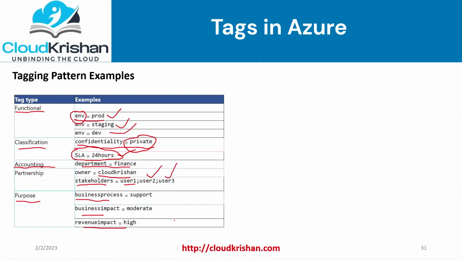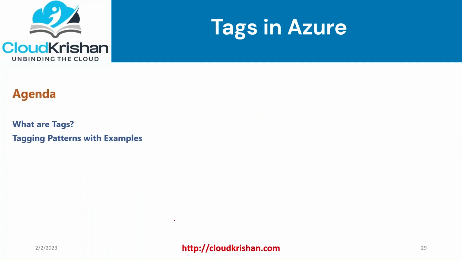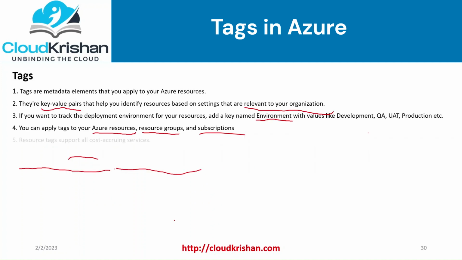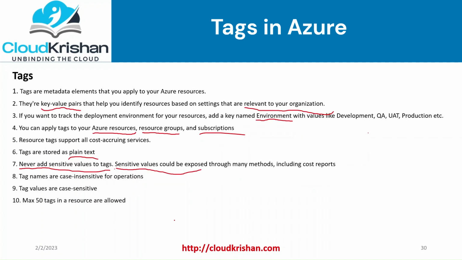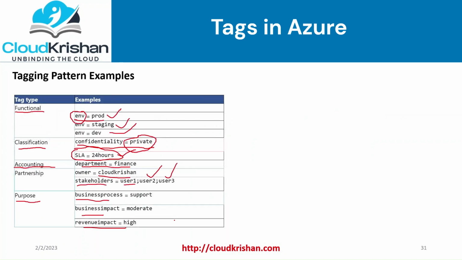I think that's all. The agenda was to understand what tags are. So we covered what tags are and tagging pattern examples, right? So, quickly going through: these are the tags. We can have a maximum of 50 tags, and these are some of the examples.